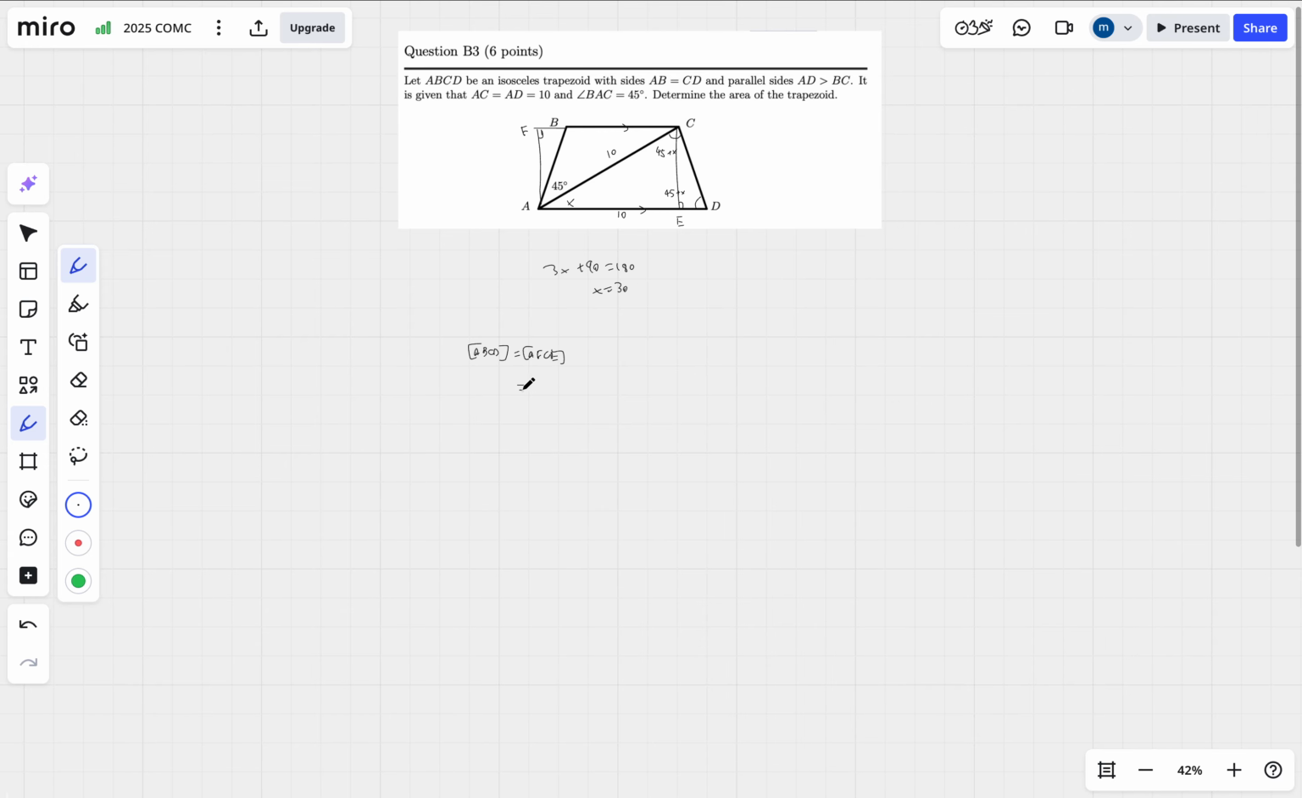This is a rectangle, so its area equals base times height. We can use some trigonometry. We know that x is 30, so this is a 30, 60, 90 triangle. So we know that CE is 5, and then AE is 5 root 3. So now the area is just those multiplied together, which is 25 root 3.